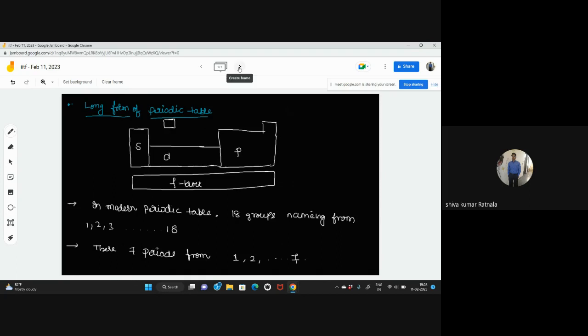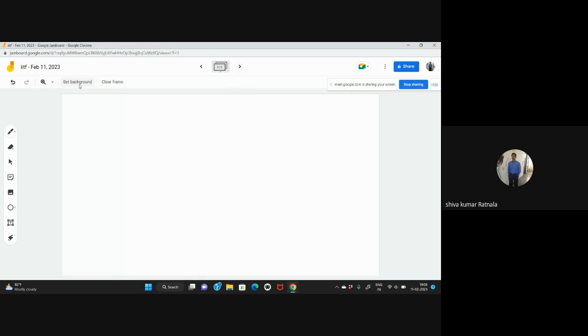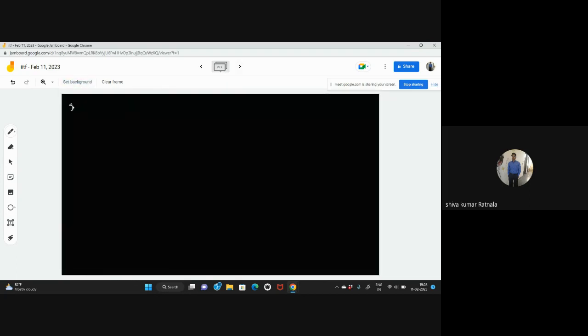So in the modern periodic table, based on the electronic configuration... Sir, hydrogen is S block only, no, sir? Generally S block, but it is considered differently as a different atom. Okay.